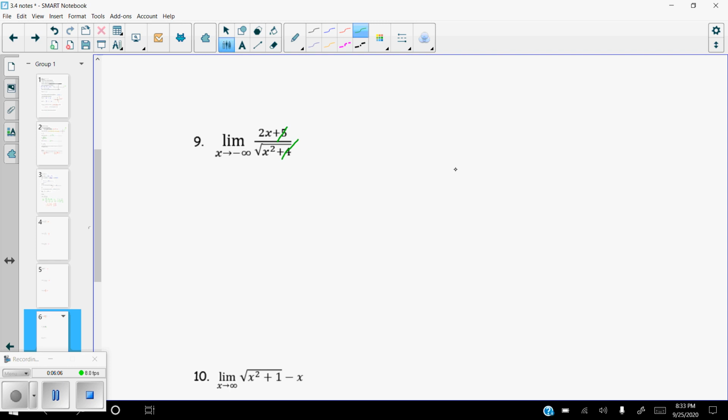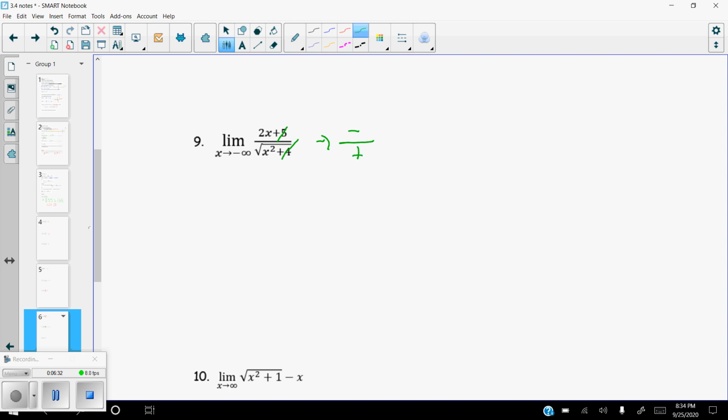Here's where sign analysis comes into play on this one, though. If I were to plug extremely large negative numbers into the numerator, I'm going to get a negative value on top. If I plug those exact same large negative numbers into the denominator, well, I have to square them first, and then you have to take the square root. So when you square the large negative numbers, you're going to get a positive. Then you're going to take the square root, which we know has to produce a positive anyway.